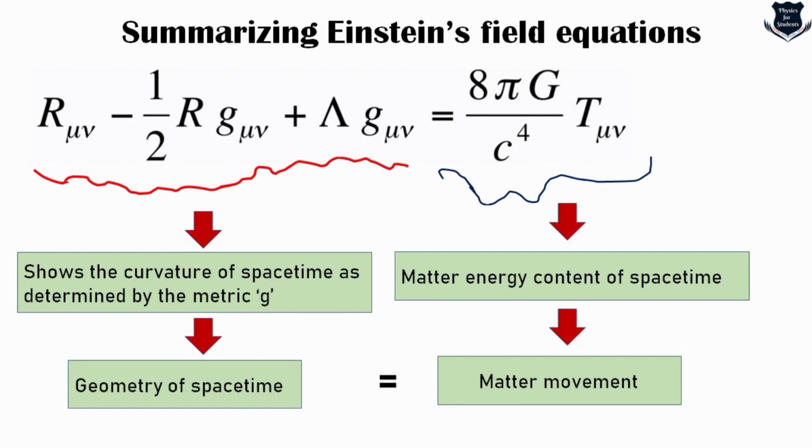So that is why there is a famous saying that matter tells the geometry how to curve and so on. So this is a kind of summary to let you know how we summarize the left hand side and right hand side. The left hand side particularly deals with the curvature of space-time or the geometry of space-time, and the right hand side deals with the matter movement, that is the matter content of space-time.